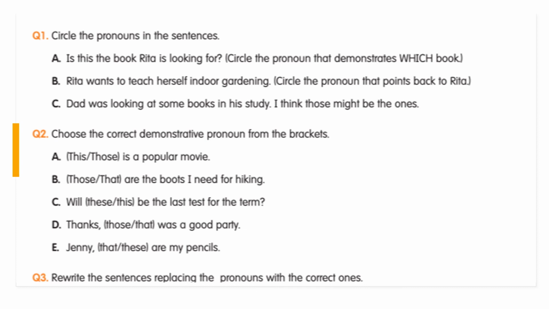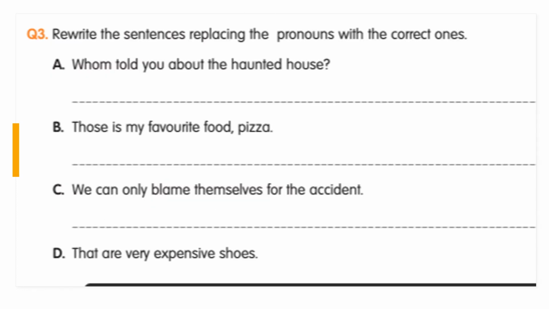Take your workbook 3.3 and we'll start doing these questions right now. Here you have to circle the pronoun. Then, choose the correct demonstrative pronoun from the bracket. Demonstrative pronoun means this, that, these, those. You have to select it from the category it belongs to. Third is rewrite the sentences, replacing the pronouns with the correct ones. I hope the concept is clear and now we can attempt the workbook on our own. Thank you.